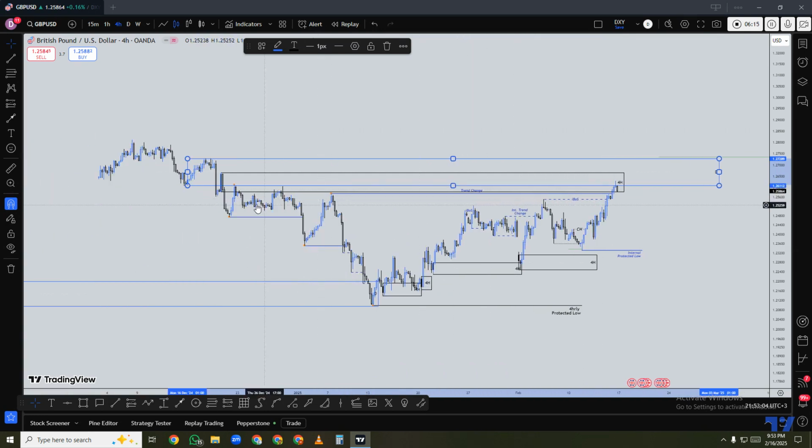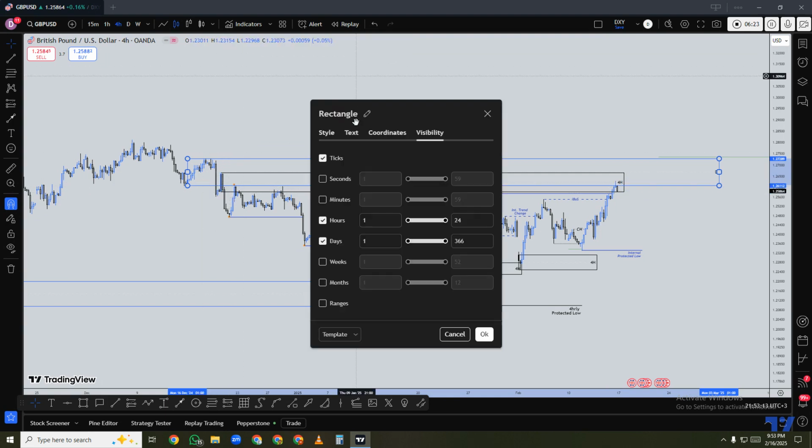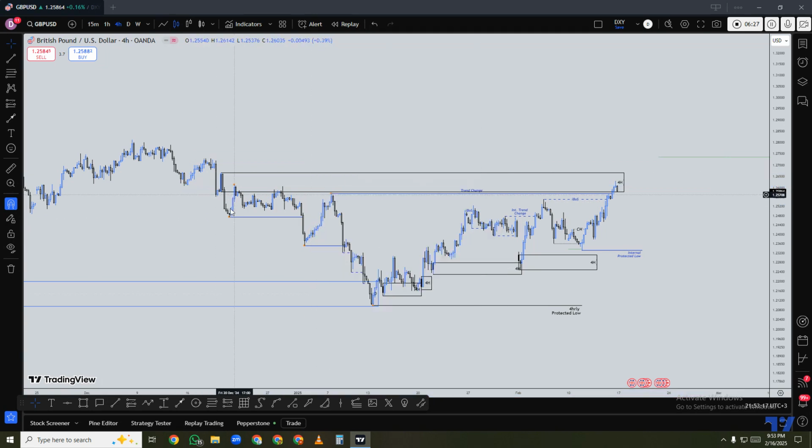All right. And what I identified was that unmitigated 4 hours zone. It's really not that fresh, as you can see, because price already tapped into it once, it already tapped into it twice before we got that explosive move to the downside. So it's really not that fresh, which again tells me that this could be an inducement for this zone that you can see right there.